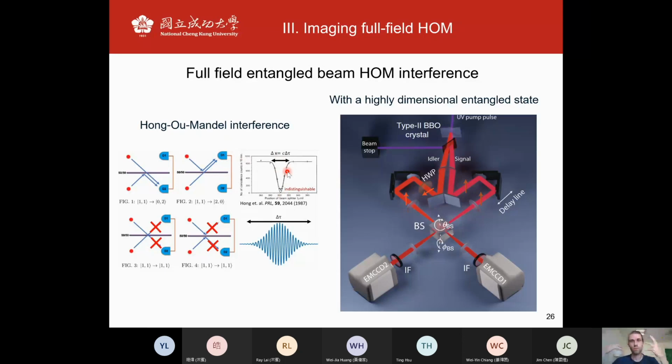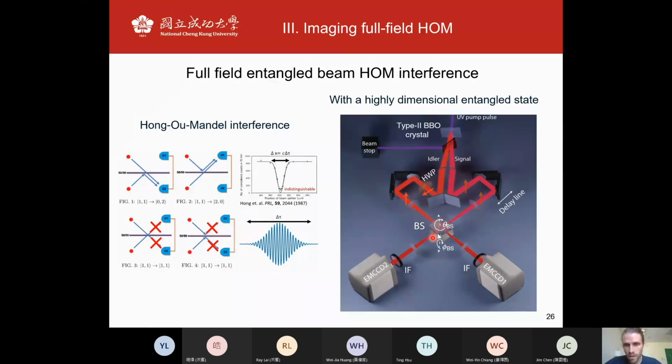What we wanted to do is to do that in the context of imaging, harnessing this very high dimensional entanglement that we have in the space domain, this very high Schmidt number type of entanglement. So this is high dimensionality. That's the scheme we use.